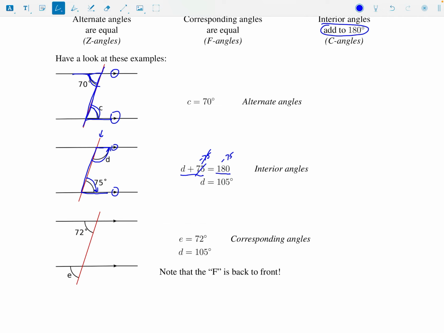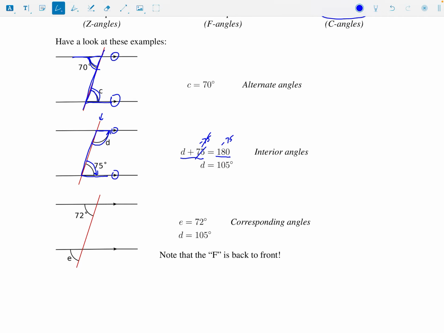Lastly, we have a corresponding angle situation here. Again, a transversal, two parallel lines, so we can use this theory. And we have a backwards F. You've got to flip this backwards, and we can see that 72 degrees here is equal to that one right there, which is 72 degrees. To put this all together in a bit of a picture here, if this is 72 degrees, then we know that this angle must be the other portion that adds up to 180. So 180 minus 72 would be 108 degrees.